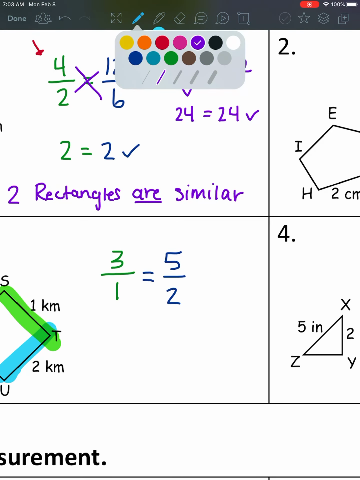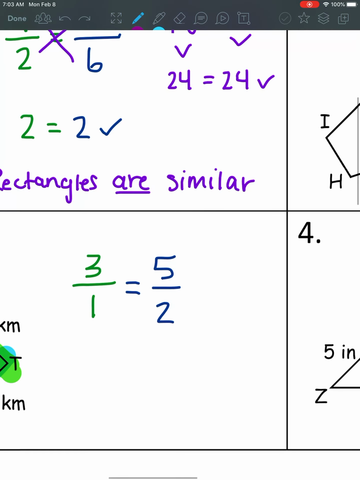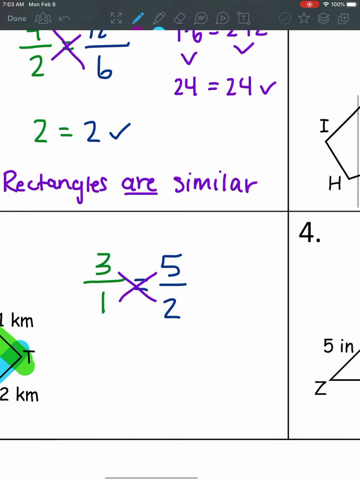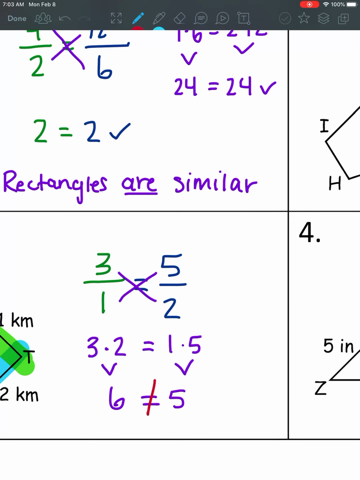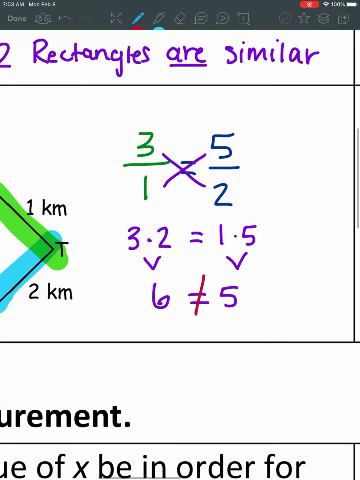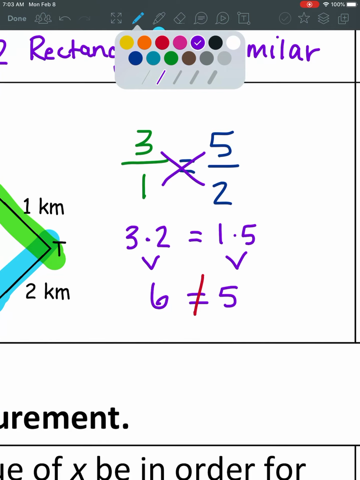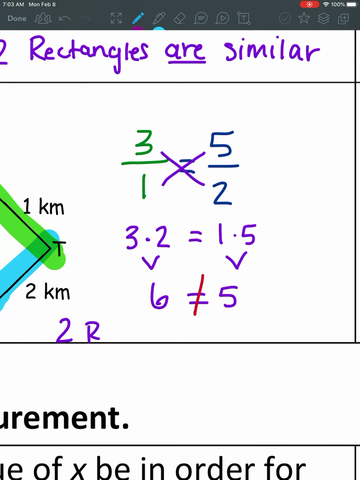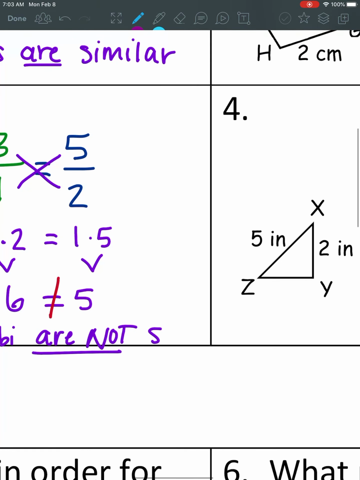I'm going to stick with the cross products, because eventually we're going to use cross products to solve for a missing side. So one of those diagonals is 3 times 2. The other diagonal is 1 times 5. 3 times 2 is 6. 1 times 5 is 5. Those two are not equal, so you often see it with that slash through the equal sign. So these two, and they're actually rhombi, 2 rhombi are not similar.